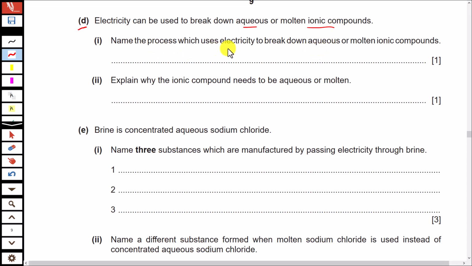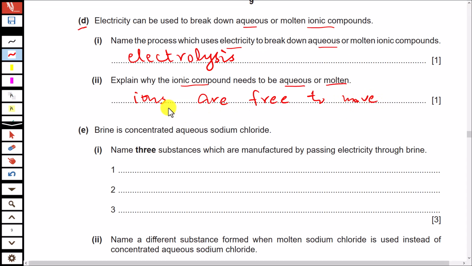Electricity can be used to break down aqueous or molten ionic compounds. Name the process which uses electricity to break aqueous or molten ionic compounds. The process is electrolysis. Explain why the ionic compound needs to be aqueous or molten. If ionic compound is solid, the ions are not free to move, so they do not conduct electricity. But if the ionic compound is in aqueous form or molten, then ions are free to move, so they conduct electricity.